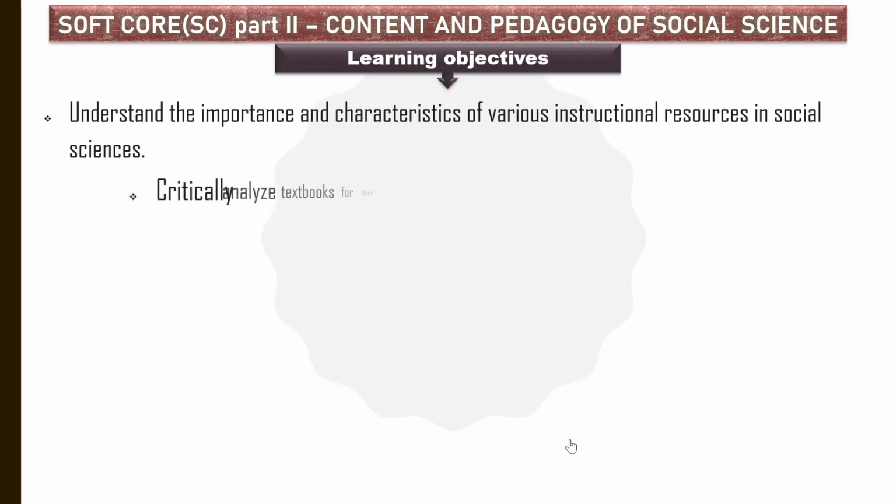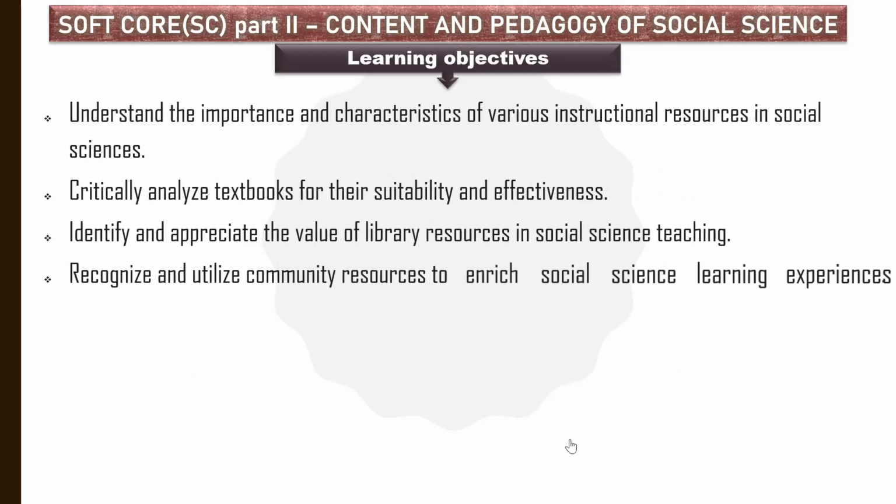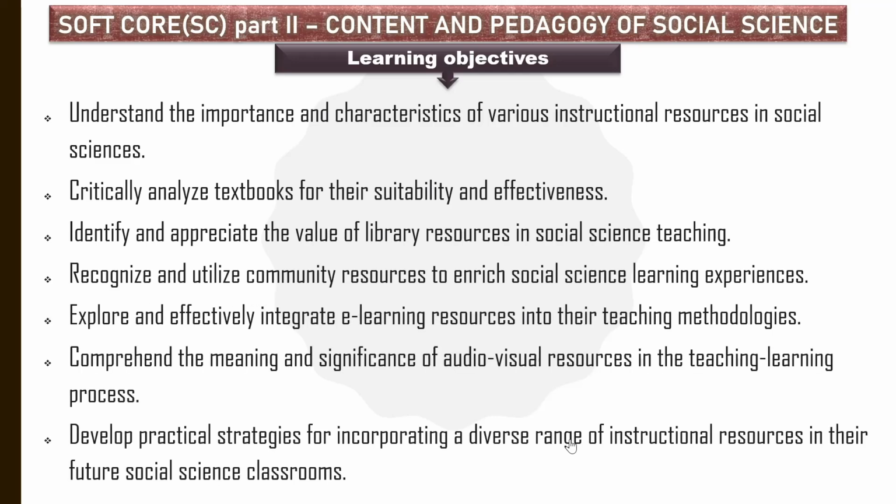So, let us know what the learning objectives of Unit 2 are. Understand the importance and characteristics of various instructional resources in social science, the materials we can use to make the subject more interactive, informative, and effective. Critically analyze textbooks for their suitability and effectiveness. Identify and appreciate the value of library resources in social science teaching. Recognize and utilize community resources to enrich social science learning experiences.